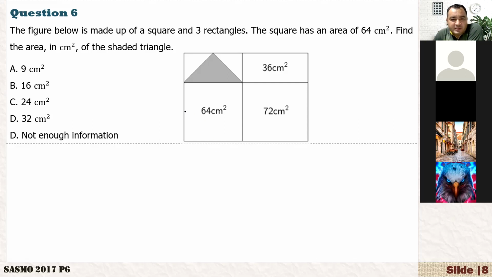Here, as you see, this one is square, right? All sides are equal because it says that the figure below is made up of a square and 3 rectangles, right? And the other 2 are rectangles. So the square means all sides are equal. Sadiq, if the area of the square is 64, what is the length of one side of the square?